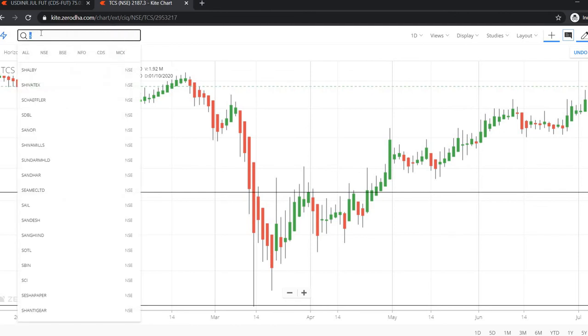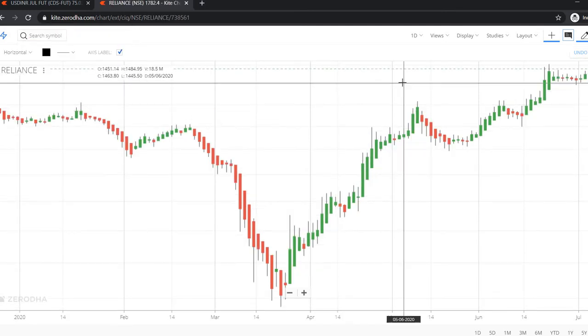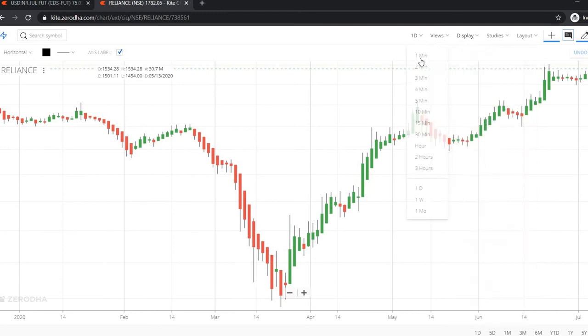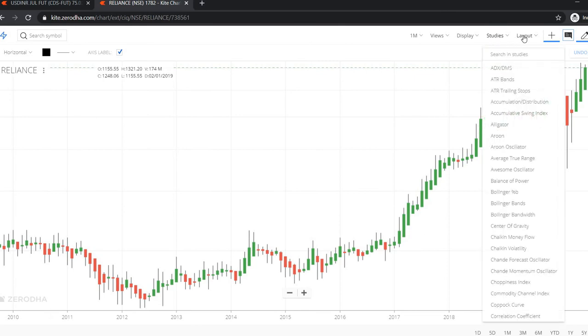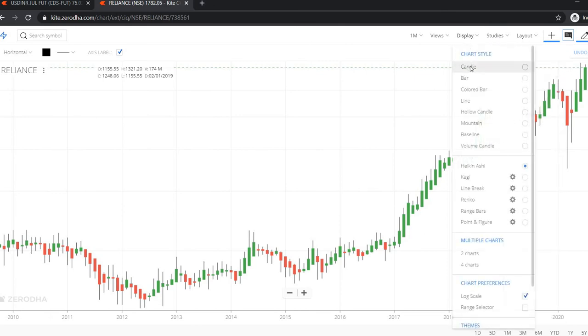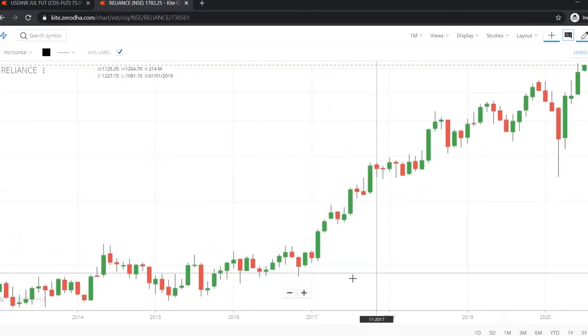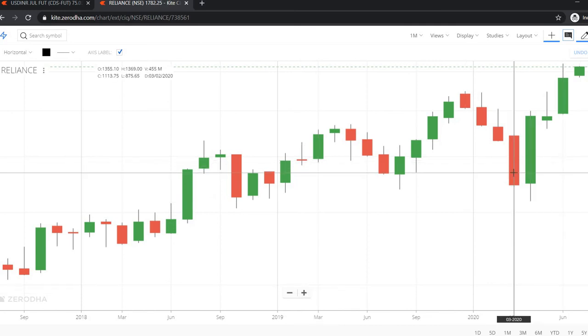For example, we can go for HDFC Bank or go for Reliance. Pick up 4 to 5 stocks and observe them, so you will have a better idea. Go for a monthly chart. Sorry, go for a candle. So this month, the same pattern had happened.